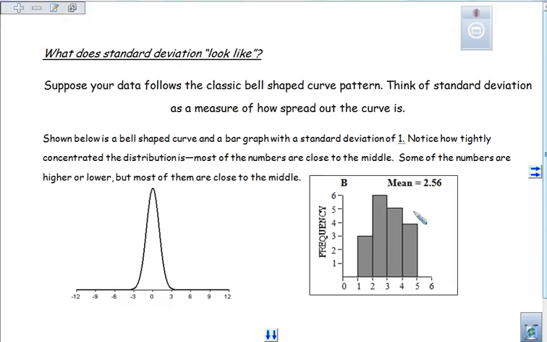Shown below is a bell curve and a bar graph with a standard deviation of 1. Notice how tightly concentrated the distribution is. Most of the numbers are close to the middle. Some of the numbers are higher or lower, but most of them are close to the middle. So this is where your X bar is. So your average is about 0. And over here it tells you your mean is 2.56, so that would be somewhere in here. And notice it does kind of follow that bell-shaped curve.